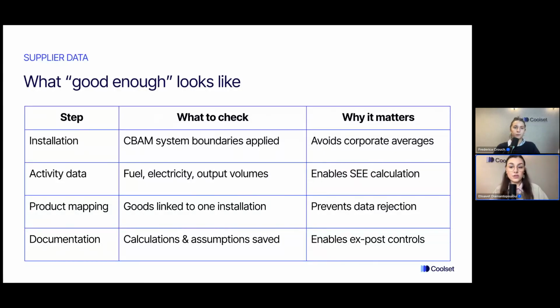Secondly, you need the actual activity data like fuel use, electricity consumption, the volumes. So you need to have a checklist where you can see, okay, I received this from my suppliers, and so on. And third, you must have your own clear mapping between the imported goods and the installations, so that if you ever get audited, you can say, okay, I have done my traceability exercise. And finally, you need to have all the documentation stored and cross-checked. And this will make sure that you have an audit-ready system, essentially.